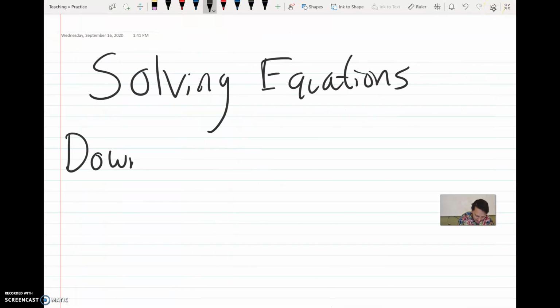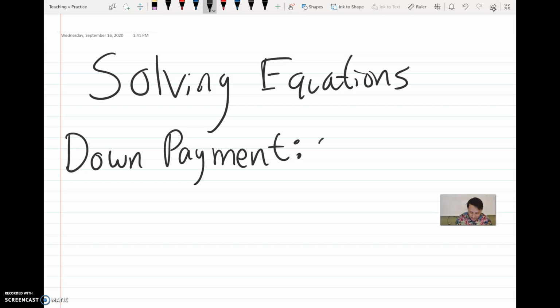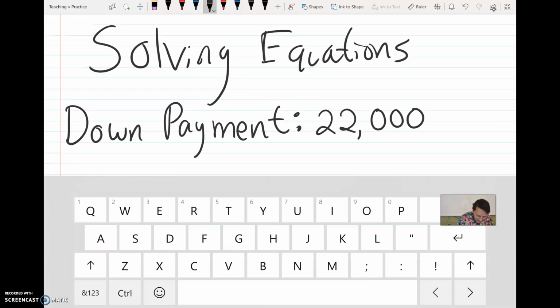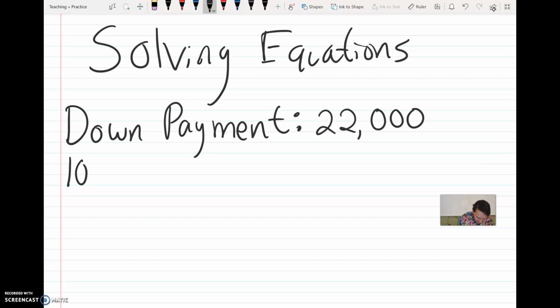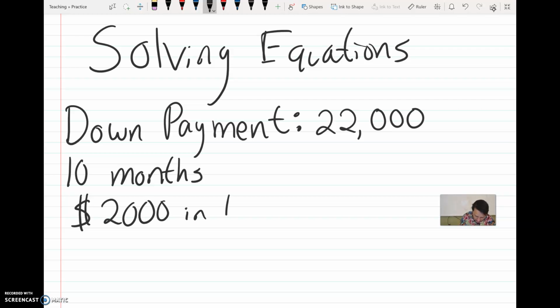So my down payment on that house is going to be 10% of the total price of the house, and that's going to be $22,000. I have 10 months to save until the end of the academic year, and I have a total of $2,000 right now in the bank.